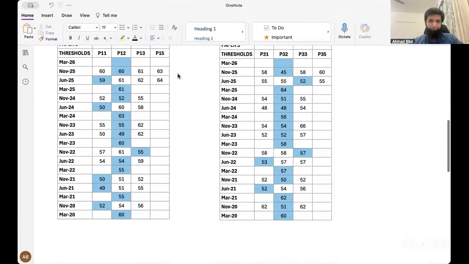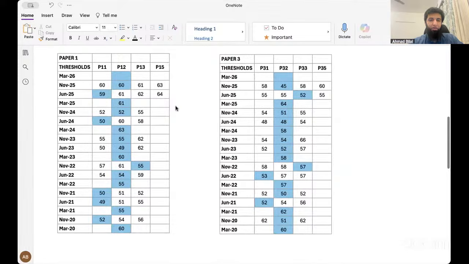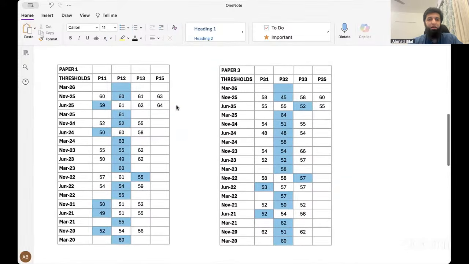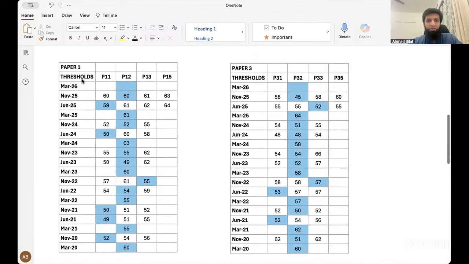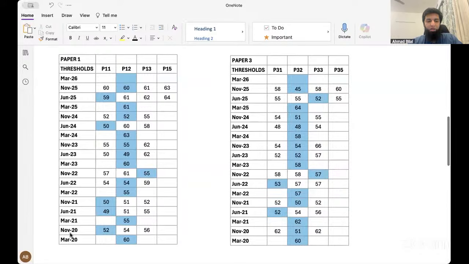So this is the threshold summary for the different papers. If you want to take a snapshot right now as well, you can do that. These are the thresholds of these different papers from March 2020 up to November 25. Of course, we don't have the threshold for March 26 yet, but for the others, you have them available here. So those of you who are aiming for an A star, definitely attempt the papers that have some of the lowest thresholds in this list, right? For example, you can see here, there's a P1 with a 49 threshold. And then there's another P1 here, 50 threshold, 52 threshold, right? For P1s, these are pretty low thresholds. So make sure that you are attempting these papers.